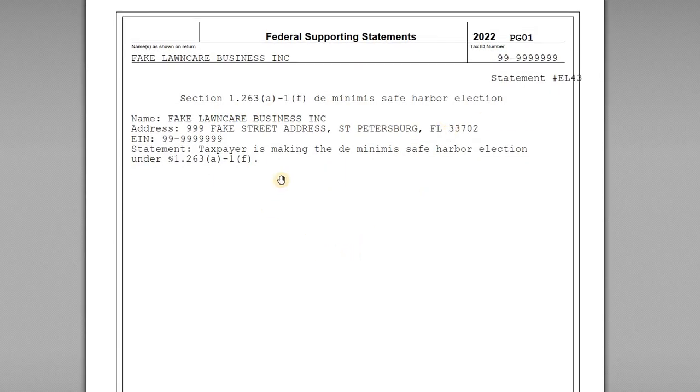We've made this election saying that we are making the de minimis safe harbor election under 263A-1(f), and so then you're good to go, right? You just have to make the election, and that'll keep the IRS happy.